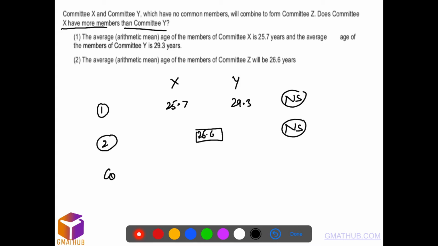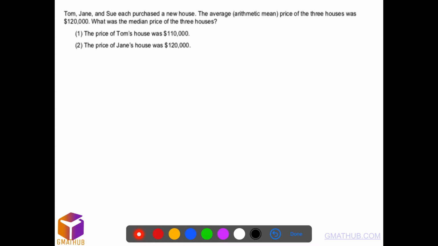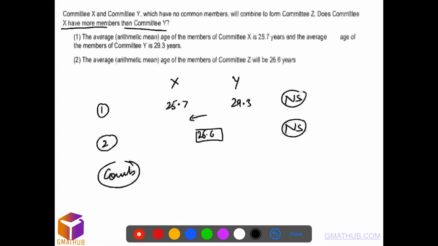We combine the two. Now we can figure out that this average is closer to X. Okay, and we don't need to check whether it is closer to X or not. We'll get to know whether it is closer to X or not. So the combination would be sufficient. C is your answer.